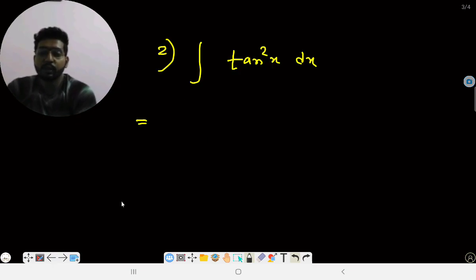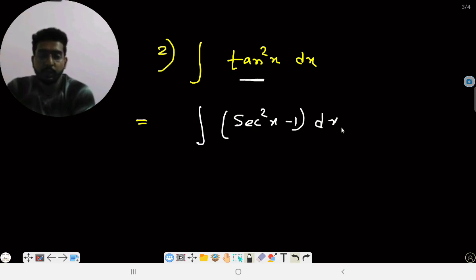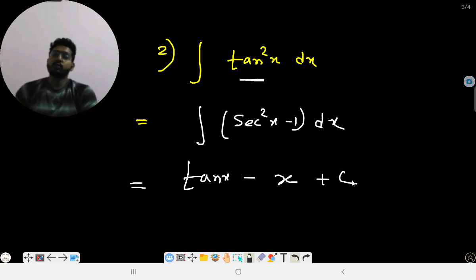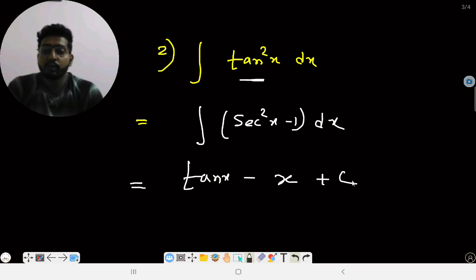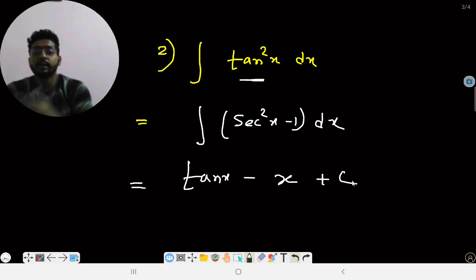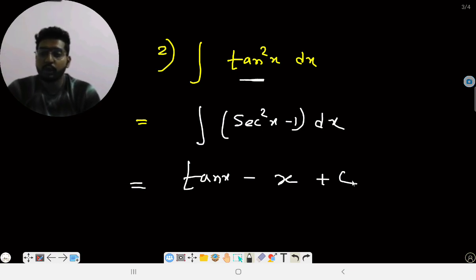So that means tan squared x can also be written using a trigonometric formula. What is the trigonometric formula? The formula is sec square x minus 1 dx. Now what is the integration of sec square x? Sec square x integration is tan x, and integration of 1 is x, plus c, like this. Okay, so whenever tan square x is given, use the basic form. Tan square x can be written as sec square x minus 1, and integration of sec square is tan x, and integration of 1 is x. So that is the basic of this one.